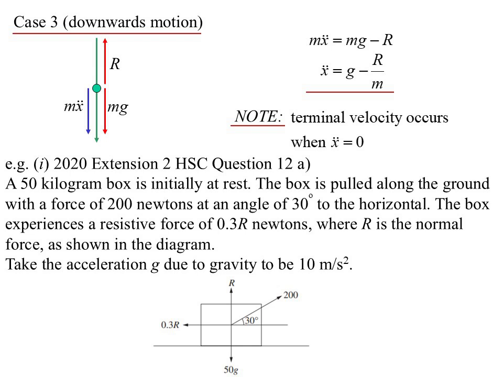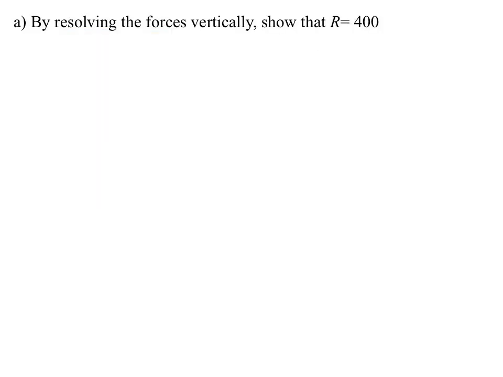Some 2020 paper. We've got that box being pulled along the ground at some angle of 30 degrees, but it also has some resistive force, which I guess would be friction, acting on it. We want to find R. Now, R in this case is actually that normal contact force. So they called it R.